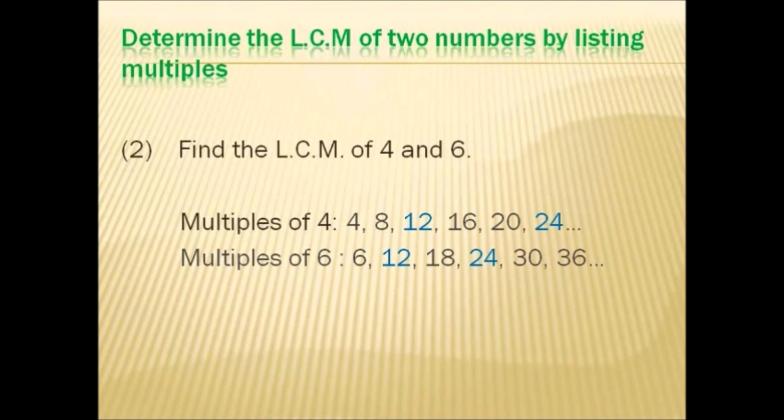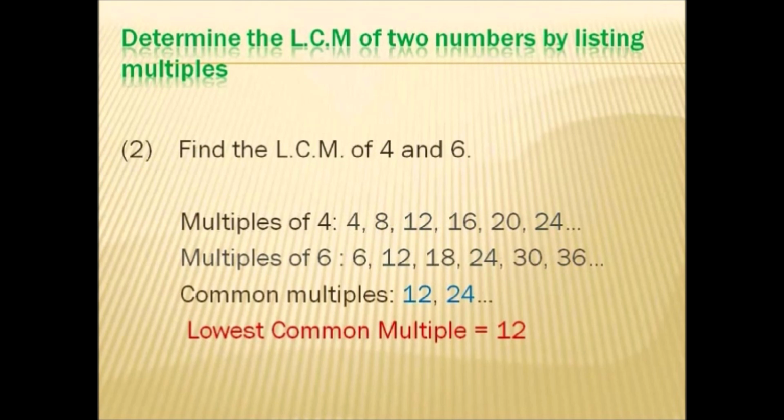So once you've done that, then you want to identify the common multiples. And I have those highlighted already in blue. So the common multiples would be 12 and 24. Which is the lower number? The lower number would be 12. So 12 would be the lowest common multiple, or the LCM of 4 and 6, not 24. 24 is not the lowest multiple. The lowest one would be 12.